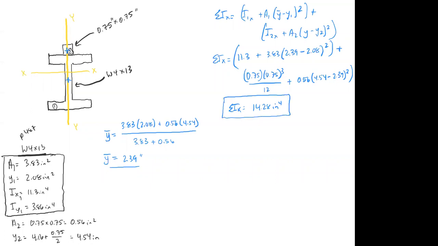And then the y's are much easier. Sum of the i's in the y. That's going to be I1y plus I2y. So this is going to be sum of the i's in the y equal 3.86. That's given, plus HB cubed over 12. 3.89.